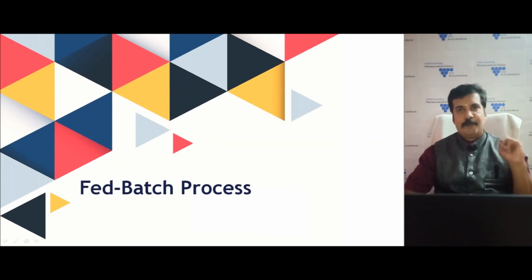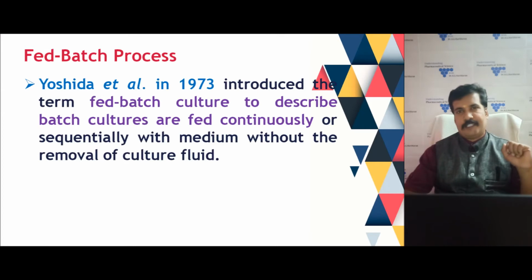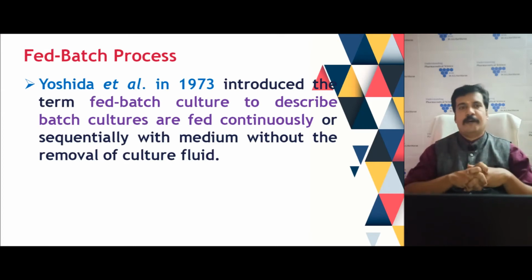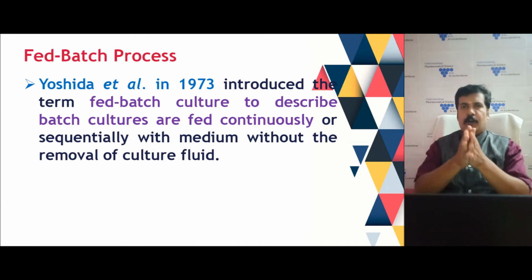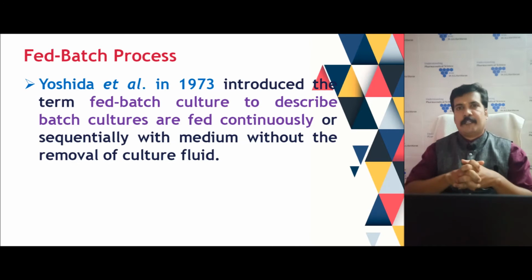So the second process is the fed batch process. If you see the fed batch process, this concept was brought by Yoshida et al. in 1973. The concept is simple. Consider a particular microbial cell undergoing substrate limitation in the stationary phase. So we need a primary metabolite, and this we can get in the exponential phase.